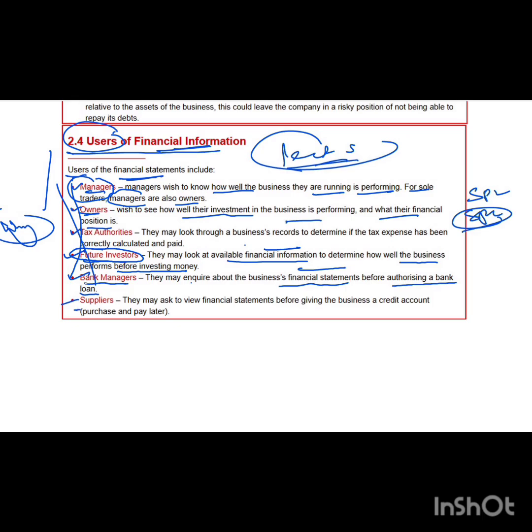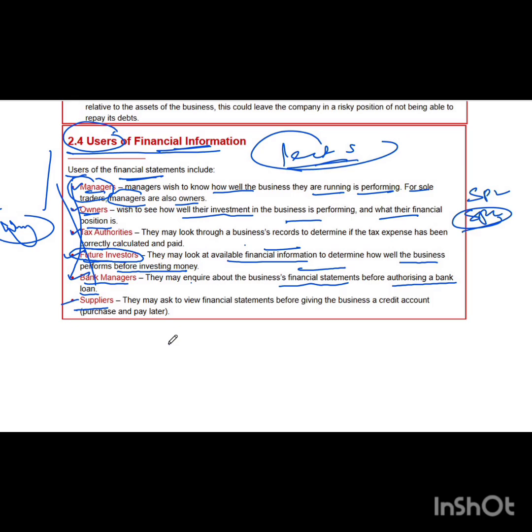And the last one is the supplier. The supplier is also a user. Why is the financial information required for the supplier? The purpose is very simple. They are checking if the business can pay for goods later on credit. When you are looking for credit supply, the supplier will check your financial position, and then decide whether to give you the goods on credit or not, because they are looking at whether you are in a position to pay back for the goods later. For example, a supplier will review the company's financial health before offering a credit account.